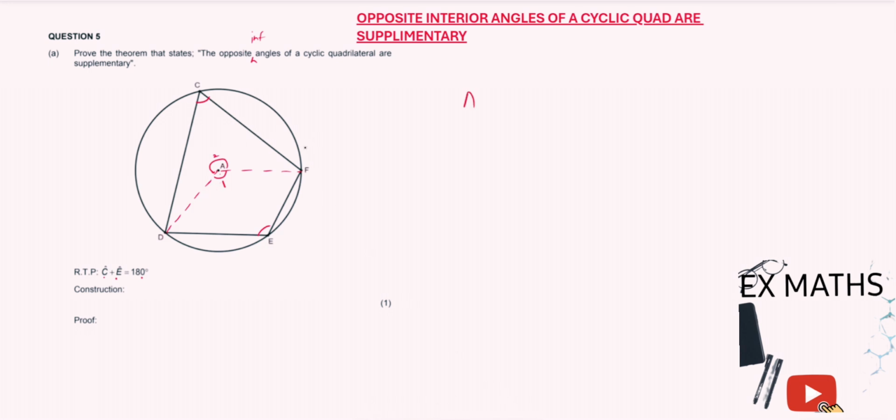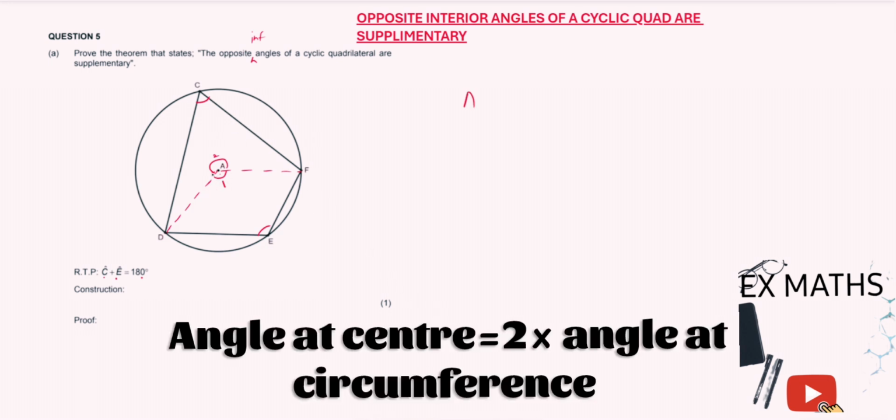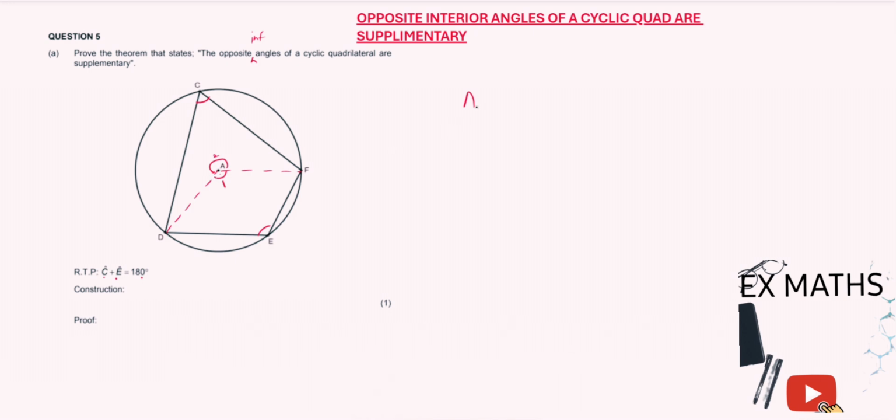From the theorem which states that the angle at the center is twice the angle at the circumference, angle A1 is equal to 2 times angle C, which is the angle at the circumference. So I'm going to mark it 2C like this. Then this one, A2, is the angle at the center and the angle at the circumference is E. So A2 is equal to 2 times angle E. But angles A1 and A2 are angles at a point that form a revolution, and it adds up to 360 degrees.